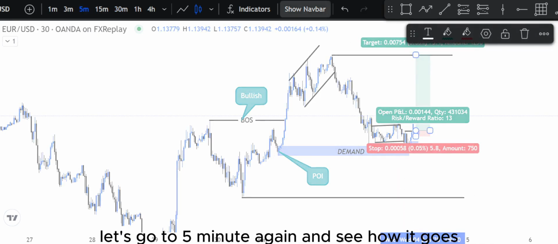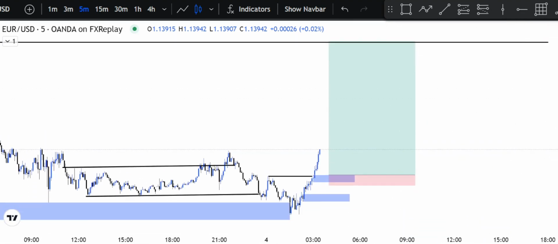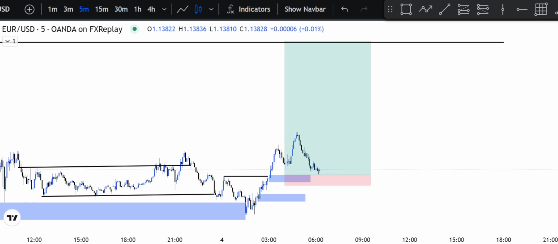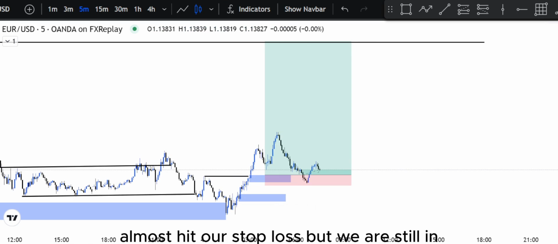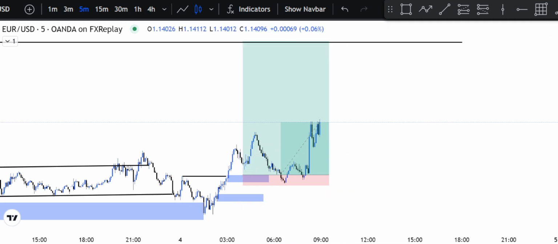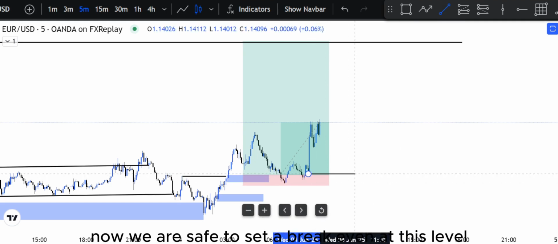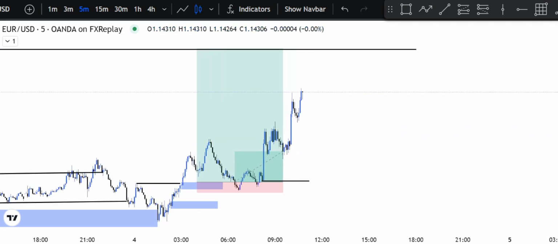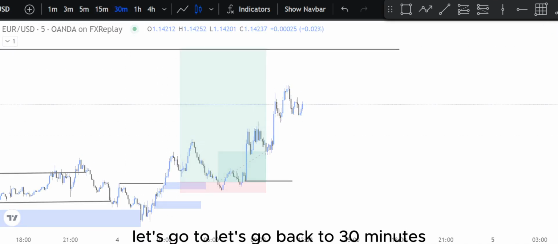Let's go to 5 minutes again and see how it goes. Let it run. Almost hit our stop loss, but we are still in. Making new highs. Now we are safe to set break even at this level and let the price continue. Let's go back to 30 minutes.